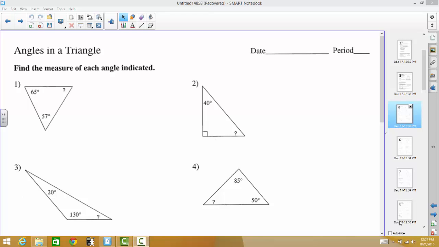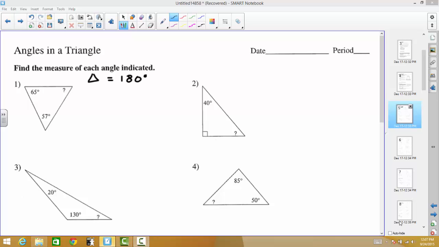All right, welcome back. We are going to pick up right where we left off on the next page in your packet. It is a page from Kuta Software that says angles in a triangle. Now, hopefully you remember that the three angles of a triangle always add to give you 180 degrees.